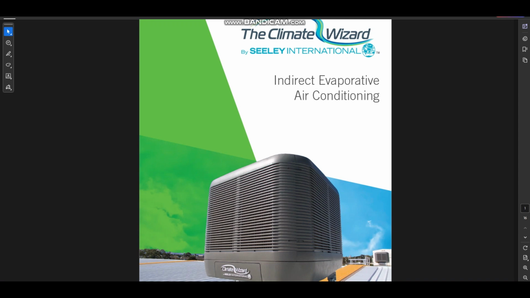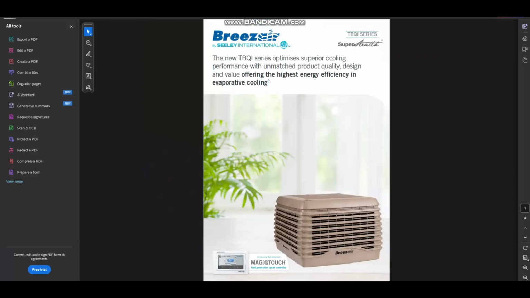Today we're going to be taking a quick look at the temperature differences you could expect from our two low energy air conditioning systems. The first one is called Indirect Evaporative Cooling by Sealy International, fantastic company, been around since 1976. They know what they're doing and they give us excellent service for about the last 8 years. The alternative is the Breeze Air, which is a direct evaporative cooler, also by Sealy International. Very well known. This has been around for many, many years.